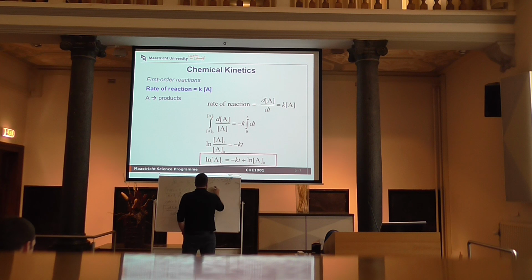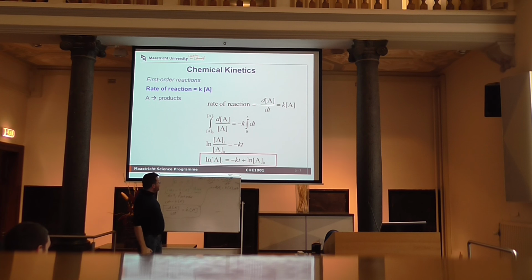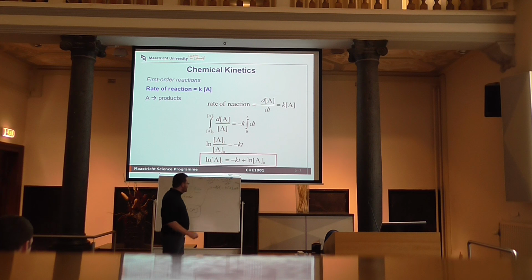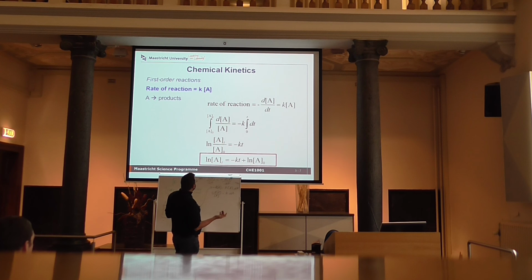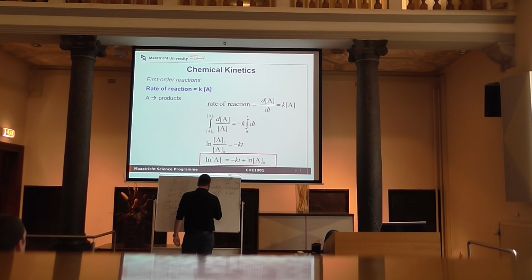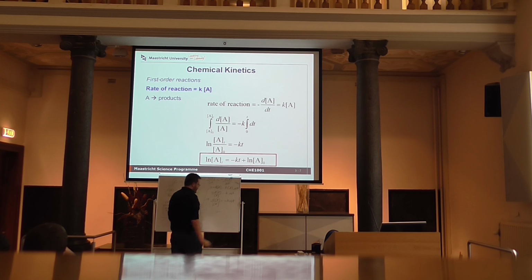So I can rewrite that as minus d[A] equals k[A] dt. I just take the dt up, did that earlier. And what I can now do is take this [A] down, this square bracket A. So I get minus d[A] over [A] equals k dt. And if you want to, we can take the minus across. Alright, we end up with that.